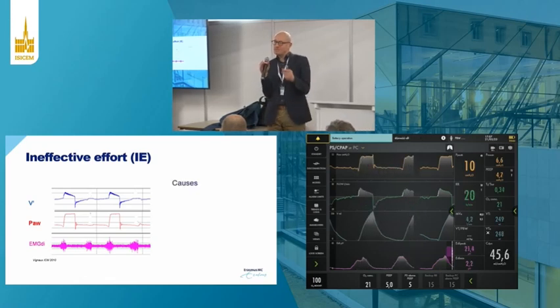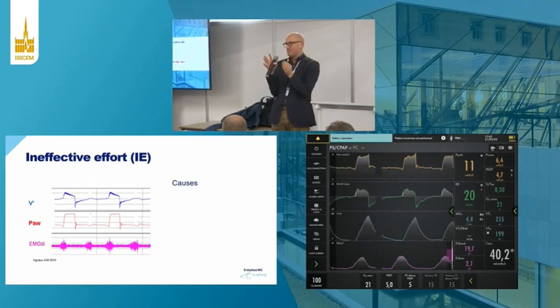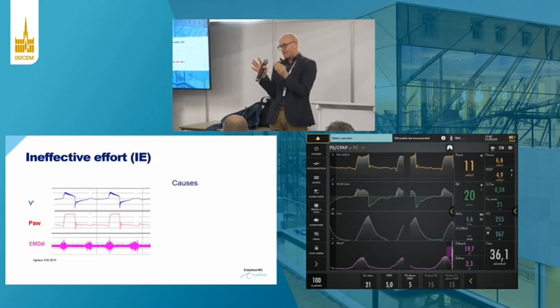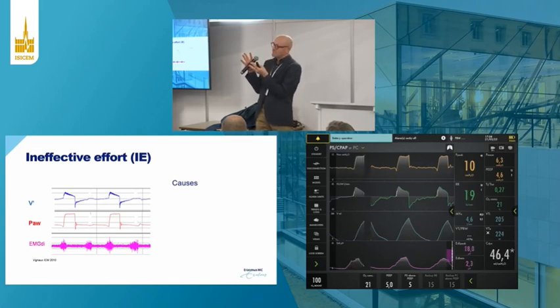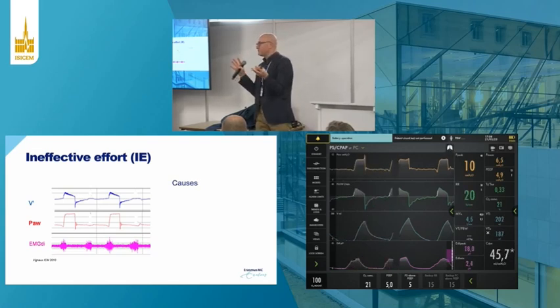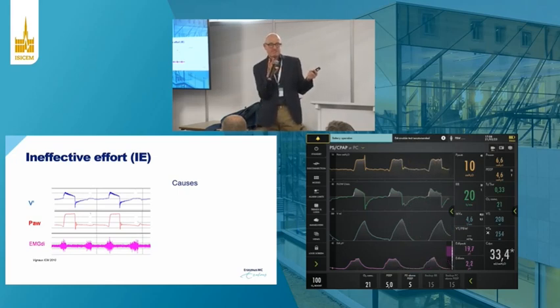Because late cycling and ineffective triggering are more like in the same category, right? The patient has difficulty triggering the ventilator, but with late triggering, he can do it, just a little bit late. In ineffective triggering, there's no triggering at all. So what are the most important risk factors?